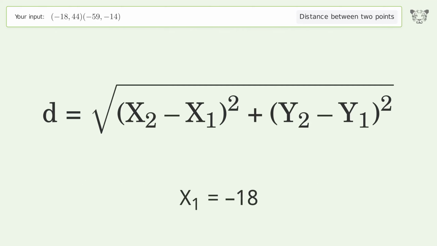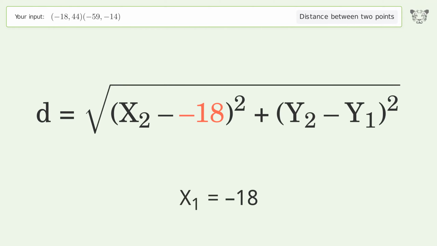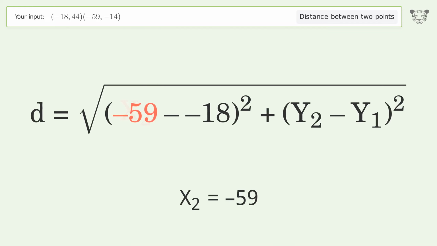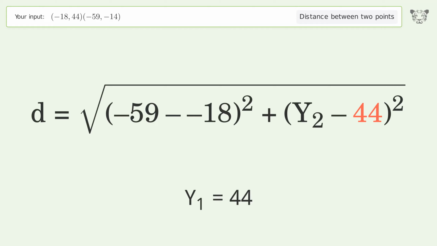x1 equals -18. x2 equals -59. y1 equals 44. y2 equals -14.